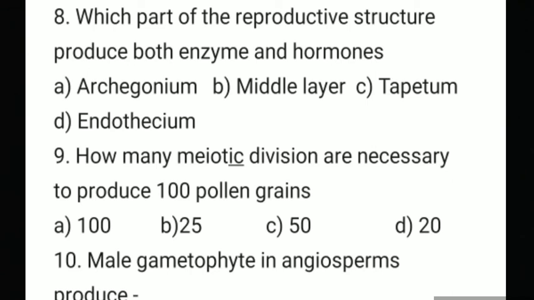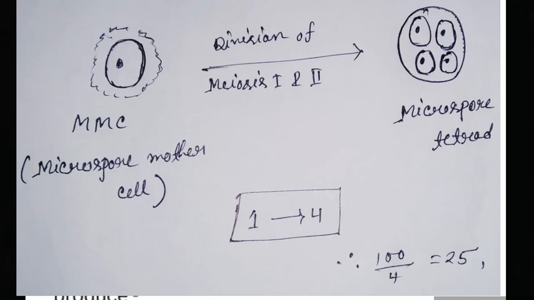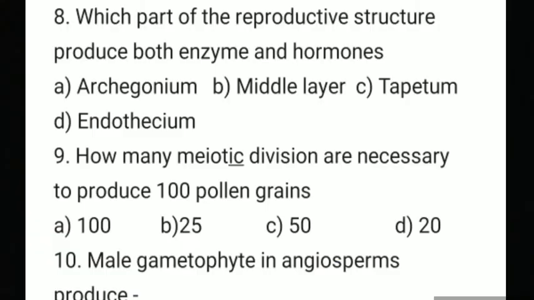Next, question number 9. How many meiotic divisions are necessary to produce 100 pollen grains? Option A 100, option B 25, option C 50, option D 20. Here the answer is option B, because 4 pollen grains are formed by one pollen mother cell by meiosis. So 4 into 25 equals 100. So here the answer is 25. Next, question number 10.